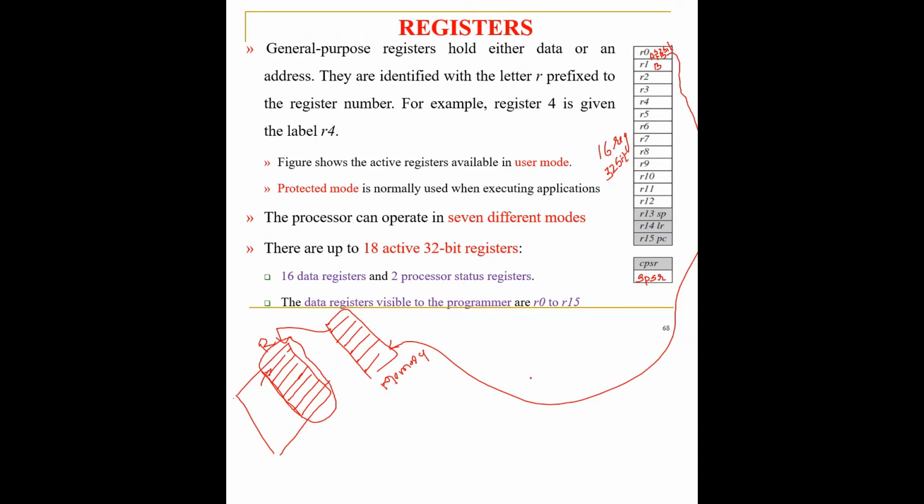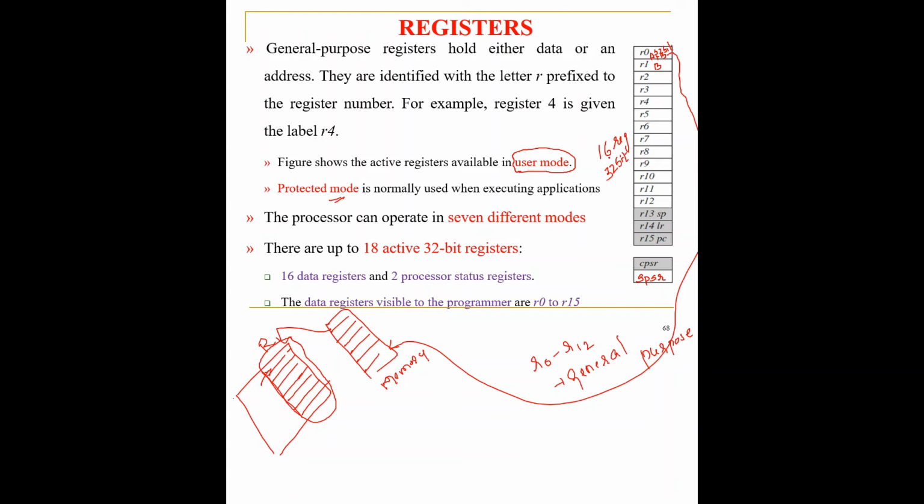Out of these 16 registers, R0 to R12 are general purpose registers. General purpose registers mean you can use those registers to store data or to store instructions. You can use them for anything. See here, the figure shows the active registers available in the user mode. We'll check what this user mode is later, because there are 7 different modes in which your processor is going to work. Protected mode is normally used when executing applications. We'll check the protected mode also. Right now what we'll remember is there are 16 registers and all are 32-bit registers.